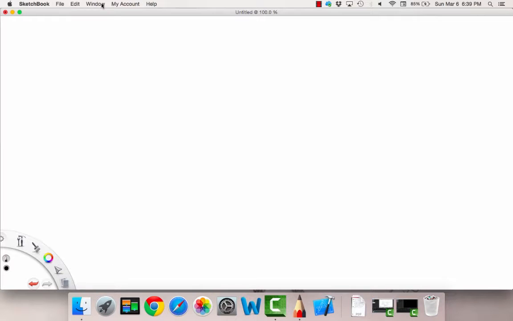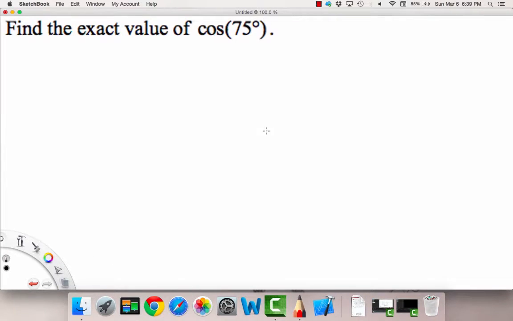Let's do an example. Alright, so this problem asks us to find the exact value of cosine 75 degrees. So the first thing is, let's say we draw our unit circle, right? We know this is 0 degrees, this is 90 degrees. 75 degrees is somewhere in here, right? If we were to try to guess the value, we probably wouldn't be too exact at that, right?